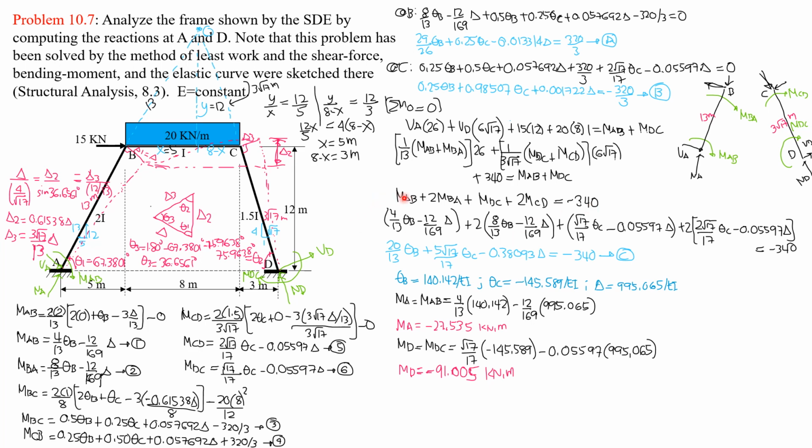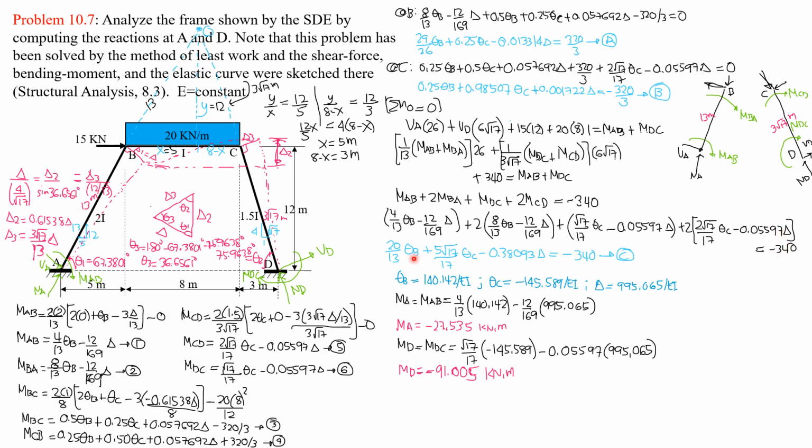Then substitute the value of MAB, which is 4 over 13 theta B minus 12 over 169 delta, plus 2 times MBA, 8 over 13 theta B minus 12 over 169 delta, MBA here. Then plus MDC, which is square root of 17 over 17 theta C minus 0.05597 delta, plus 2 times MCD, this is MCD, equals negative 340.